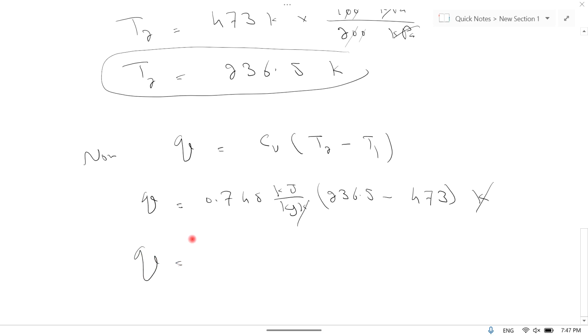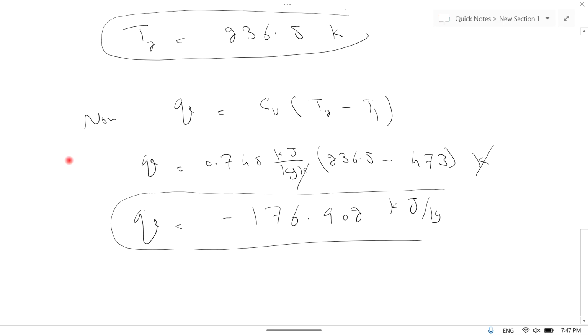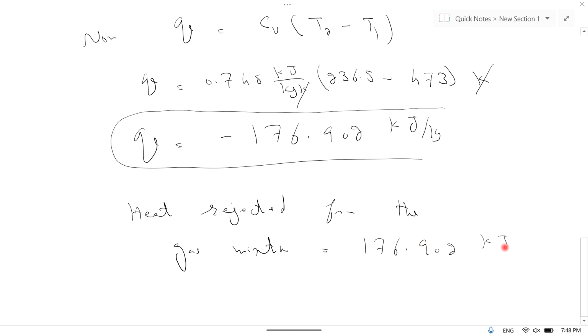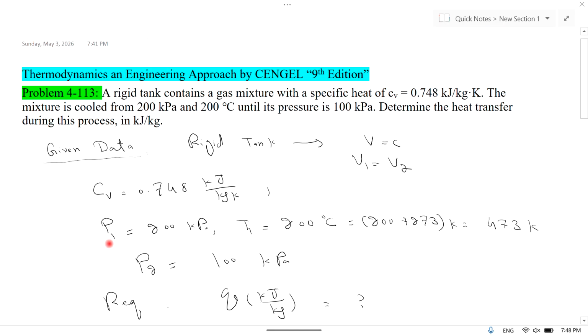Simplify this, so the specific heat transfer will be minus 176.902 kilojoule per kilogram, and the negative sign means that heat is rejected from the system to the surroundings, or heat rejected from the gas mixture is equal to 176.902 kilojoule per kilogram. This is the answer, and this is the end of the problem.